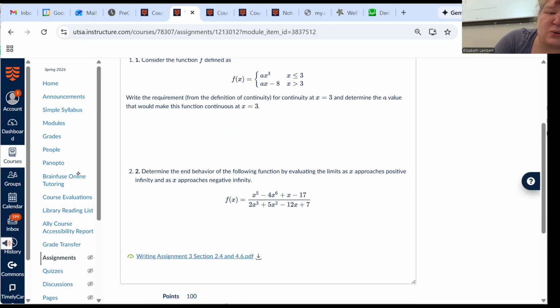And then the second question, totally independent from the first question, is asking you to find the end behavior for this weird, wacky rational function. And really what it's asking you to do is just evaluate the limit as x approaches positive infinity and then also the limit as x approaches negative infinity. So just two infinite limits on a little polynomial there, and then a weird kind of play around with the definition of continuity.